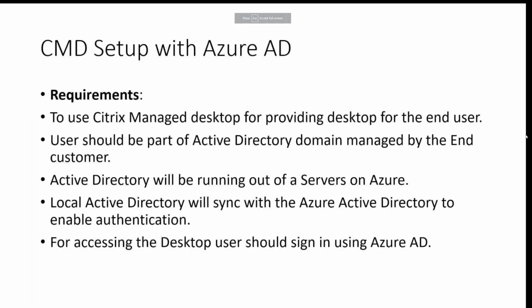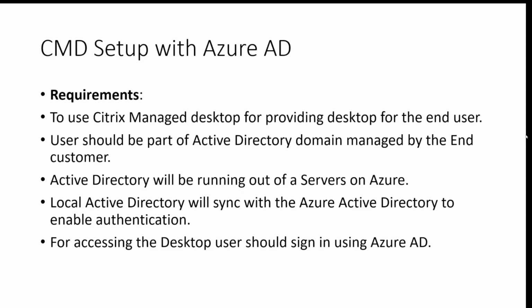of us, and we'll go through the requirements one by one, and then we'll talk about how we achieve this. So the first requirement is to use Citrix Managed Desktop to provide desktop for the end user. The user should be part of an Active Directory domain managed by the end customer. Active Directory will be running out of a server on Azure. Which basically means you have one server on Azure, which is configured as an Active Directory domain server.